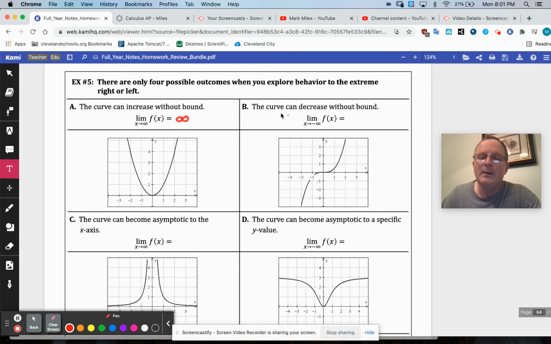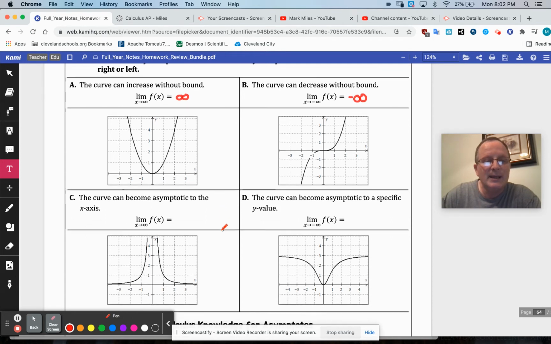Okay. It can decrease without bound. So if this one is falling, now I could have had a negative. This thing could have been upside down. It could have fallen also. But this one, as you're traveling to the left, it falls to the left. That's what you said in pre-cal and algebra 2. But now we're talking about the limit. So the limit as x approaches negative infinity, it is falling without bound. I like that way of saying that.